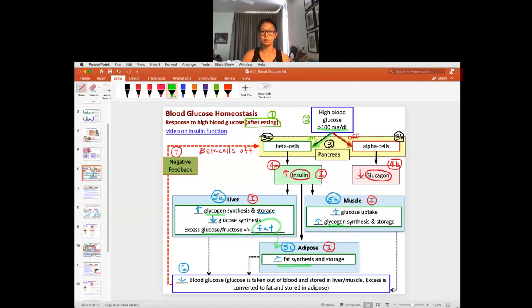Once glucose is put away and now you're back to homeostasis range, so now you decrease blood glucose to homeostasis range, then you have to turn off. So negative feedback has to go back and turn off the beta cells because you do not want to store anymore. You already have the perfect amount of glucose in the blood. So you're going to turn that off. The beta cells are going to be turned off until you eat again.